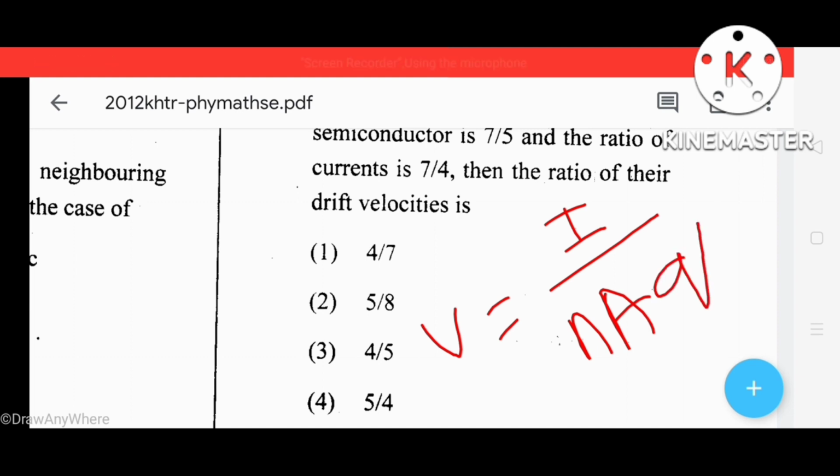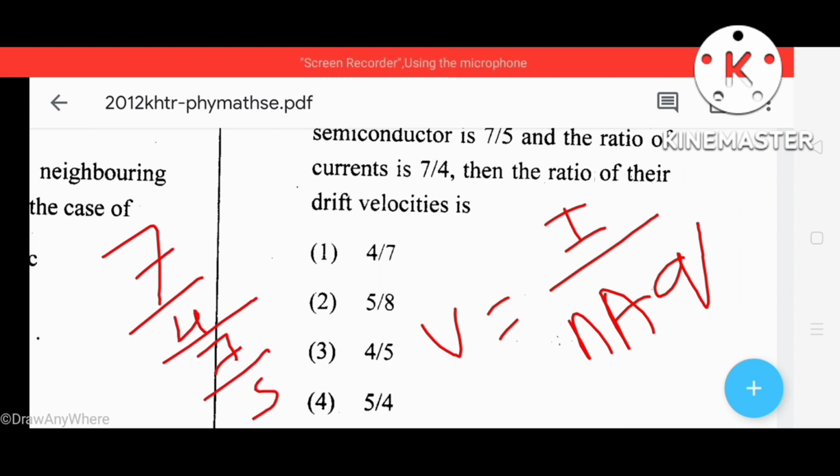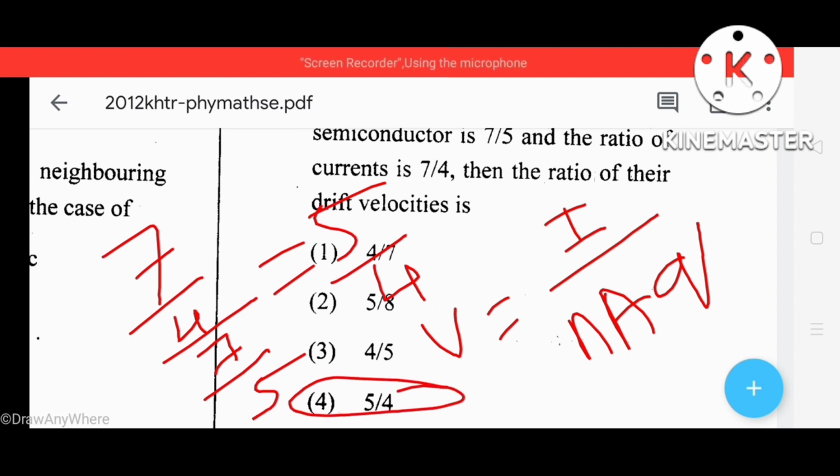So we have the ratio here for current as 7 by 4 and for n value we are having 7 by 5. So we have to divide 7 by 4 divided by 7 by 5. So finally we are going to get it as 5 divided by 4. So 5 divided by 4, this will be the correct answer here, that is option number 4.